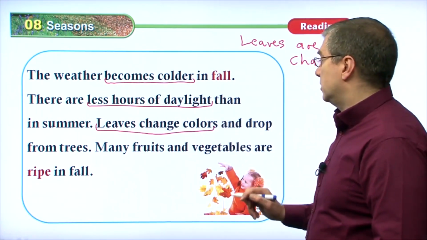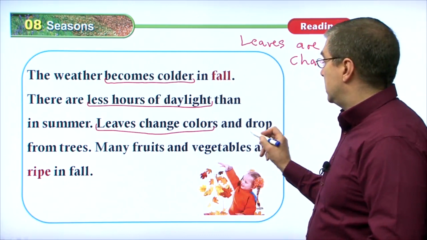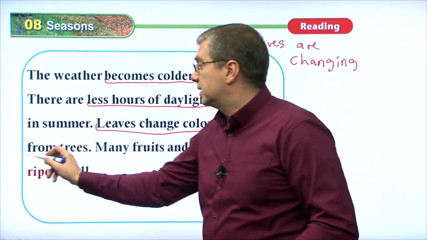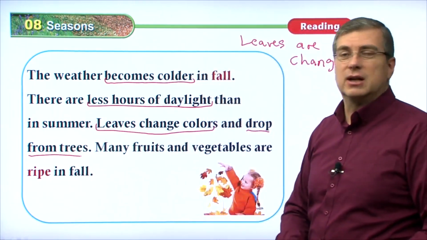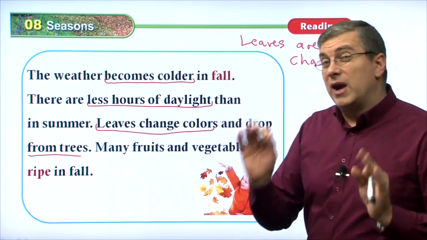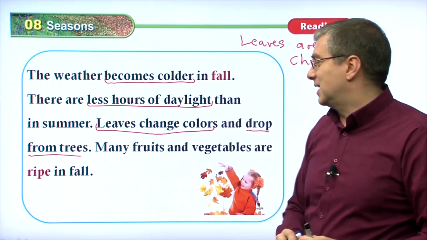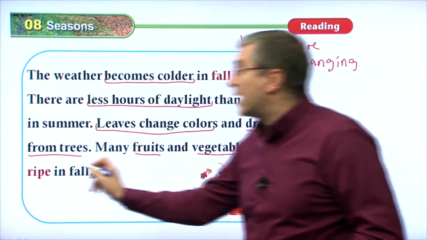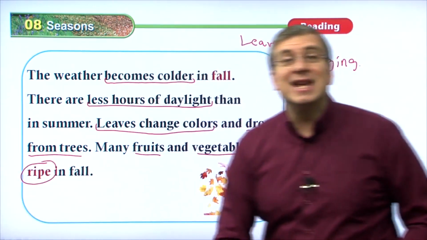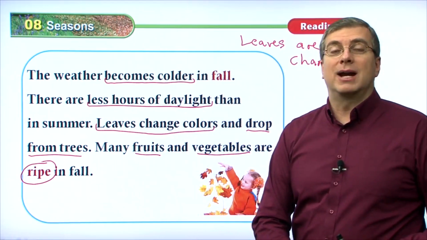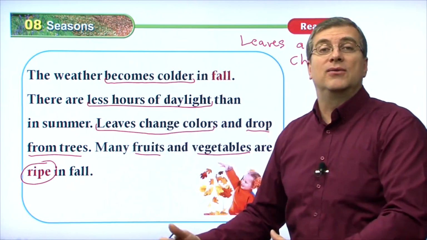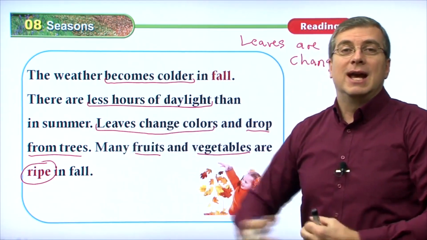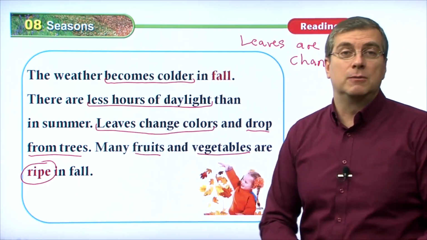So, leaves change colors and drop from the trees. That's another feature or characteristic of fall. Another very important characteristic is many fruits and vegetables are ripe, ready to eat in the fall, right? That's when the farmers go out in the field and they get that food and they bring it back and then they sell it in the supermarket.